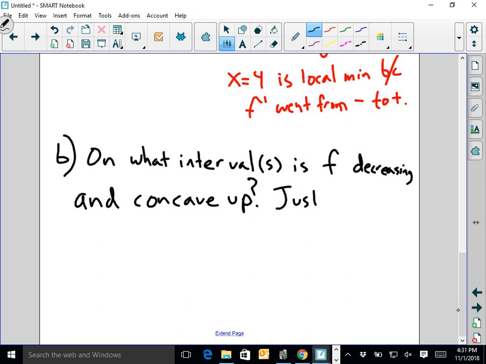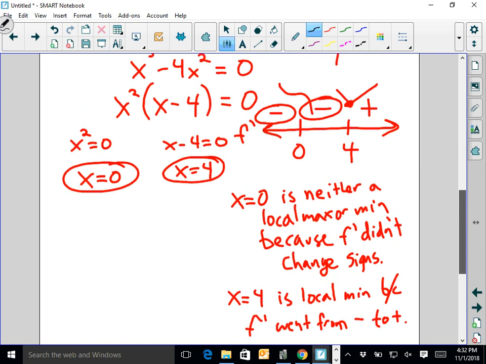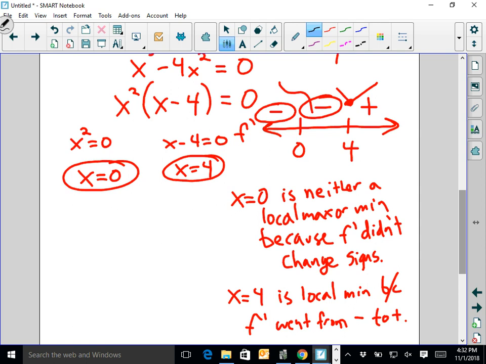Now, the nice thing that I have here is I can use a lot of what I did in part A to help me on part B, right? It says, on what intervals is f decreasing? Well, we already made a nice f prime number line, and we could tell that f was decreasing from negative infinity to 0, union 0 to 4, right? And sometimes people include that 0. They'll just say negative infinity to 4. That's kind of debatable. You can do it either way on the test, and you should be fine.